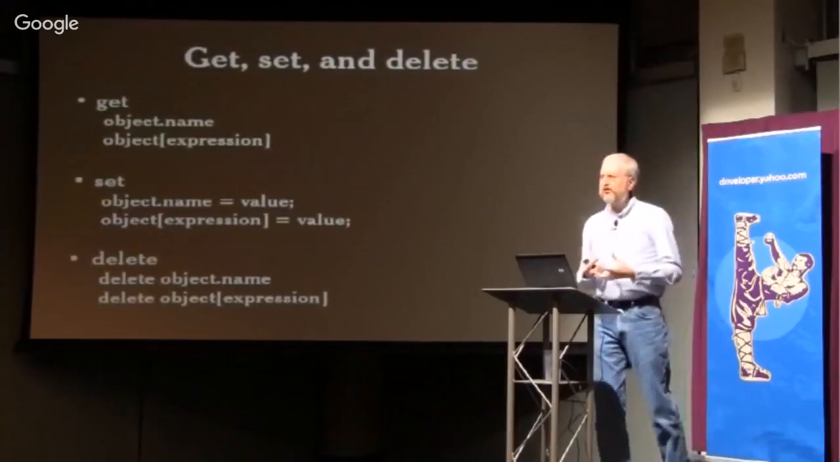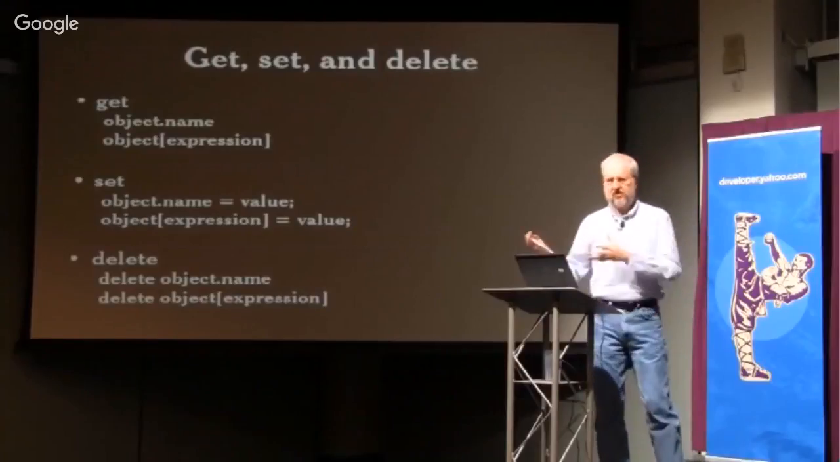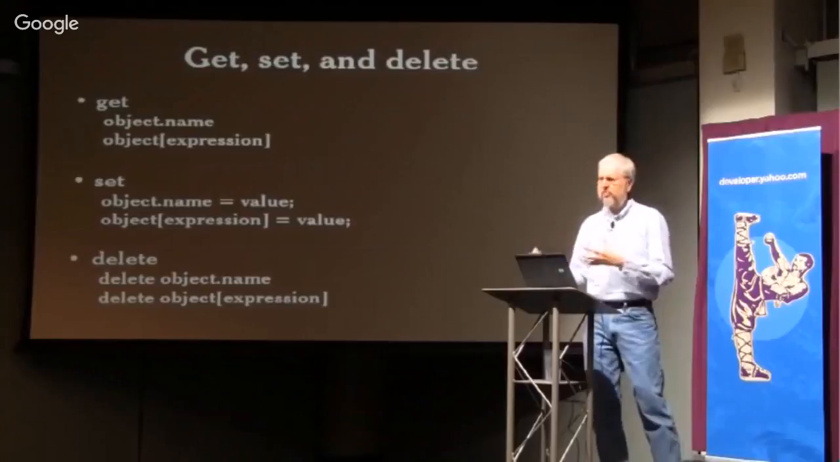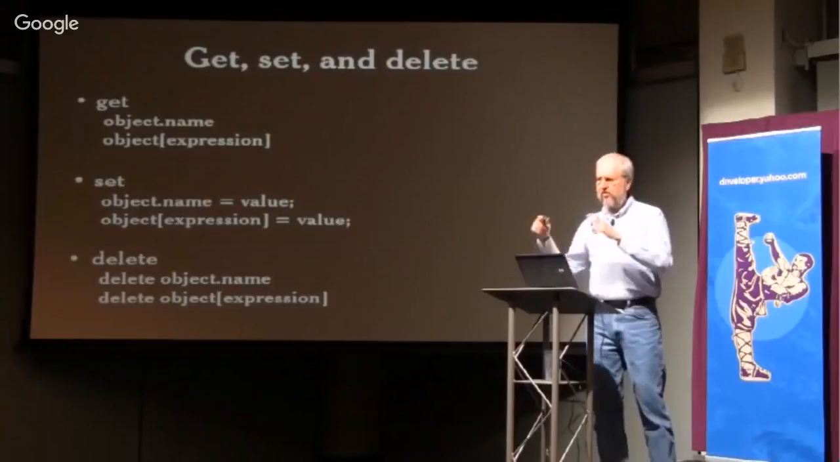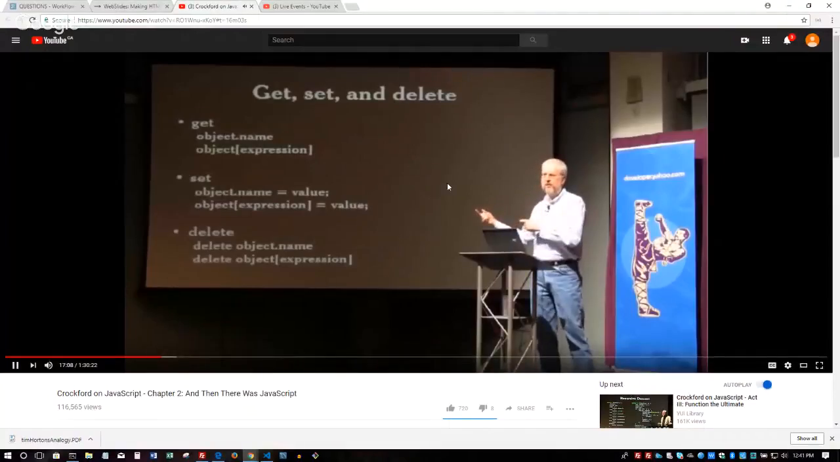The fundamental operations for objects are get, set, and delete. This might be a fairly familiar pattern. So there are two pieces of syntax for doing get. You say object.name or object bracket an expression. And the two are completely there, I'll pause it there.